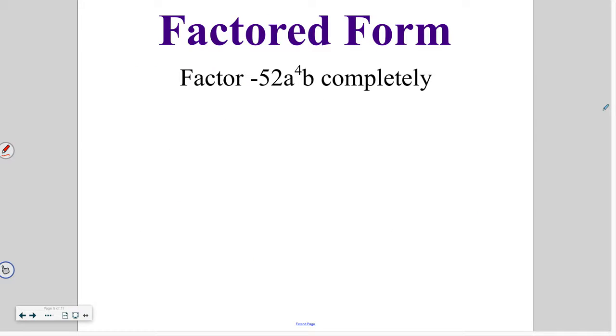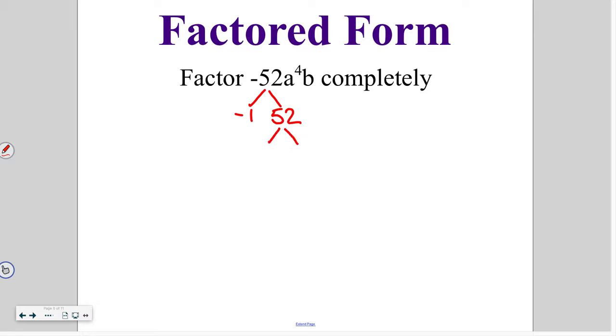Factored form. So we have: factor negative 52a to the fourth b completely. So we deal with the numbers first. If you have a negative number, your first job is to pull the negative to the outside. So negative 1 is that first prime factor that we're going to pull out if we have a negative. So negative 1 times 52 gives us negative 52.